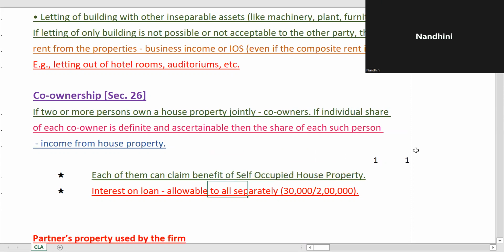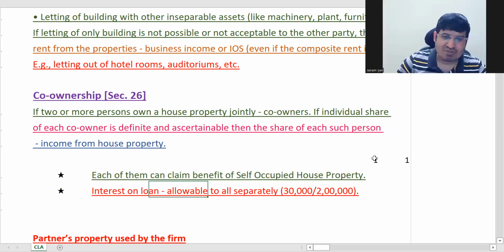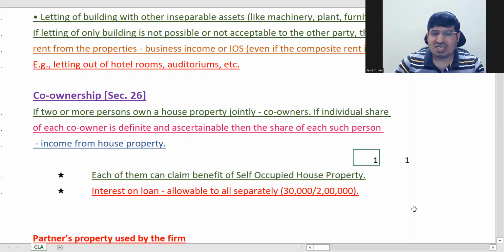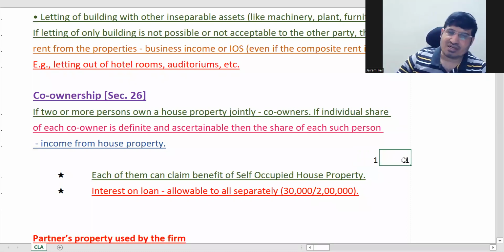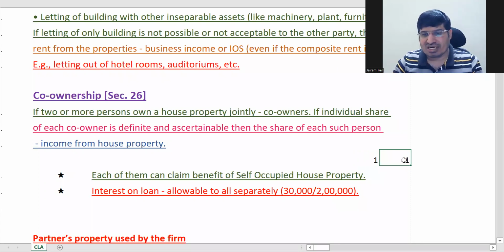Okay, both will get it. Similarly, if this person has taken a loan, he will get a deduction on the interest on the loan up to the maximum limit. The maximum limit is 30,000 or 2 lakhs. You will see that a little later, not today. So both will get the loan deduction also.